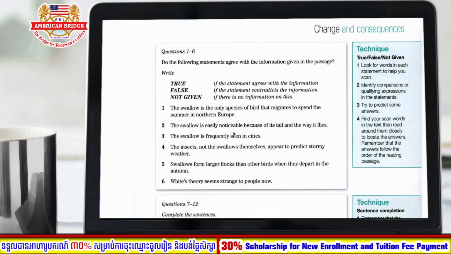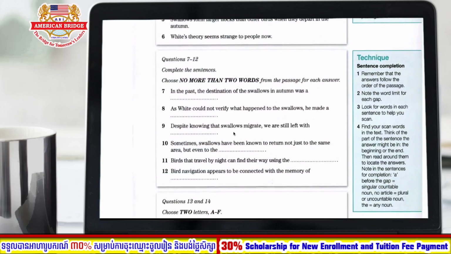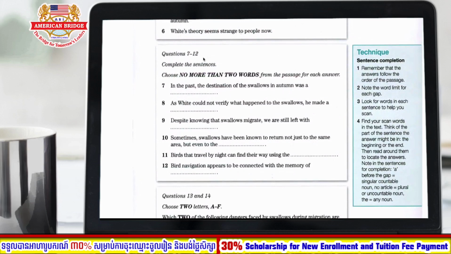Another type of exercise is to complete the summaries. To complete the summary, there are 4 steps. First, remember that the answer follows the order of the passage. Two, note the word limit for each gap. In this case, as you can see, choose no more than 2 words. So you can only use 1 or 2 words to complete the gap, and the words must be ones that you can find in the reading passage.